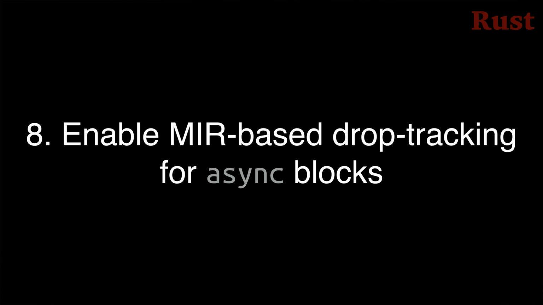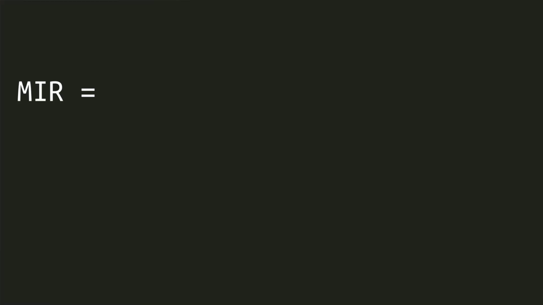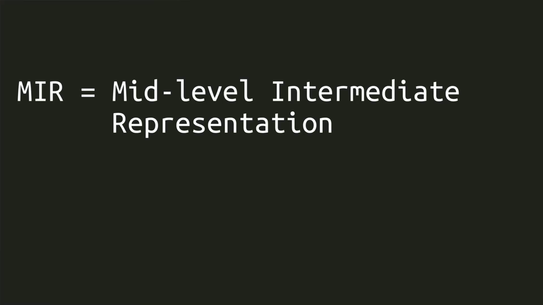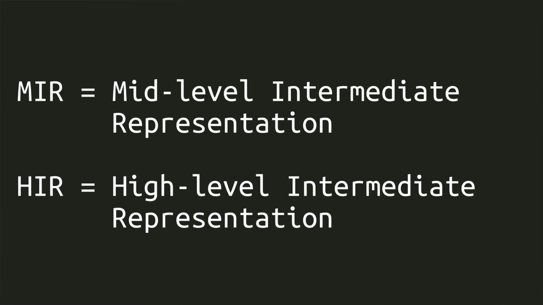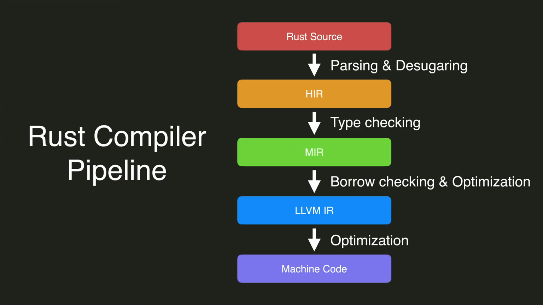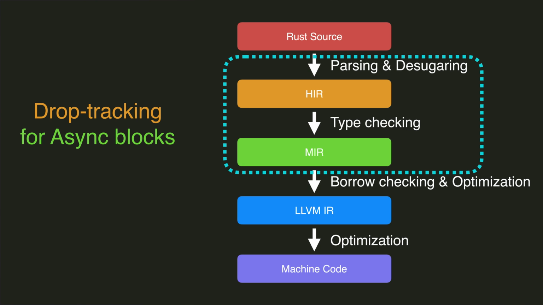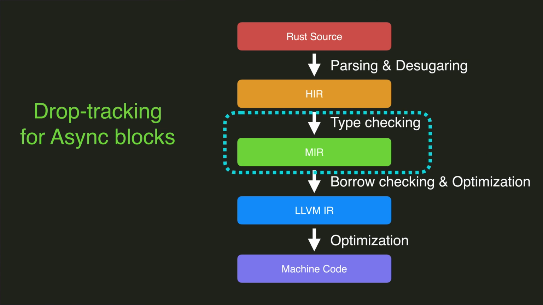Number 8, MIR-based drop tracking for async blocks has been enabled. MIR stands for Mid-Level Intermediate Representation, which is a phase in the compiler after HIR, which stands for High-Level Intermediate Representation. These are both phases in the Rust compiler pipeline, and until now, the drop tracking for async blocks was kind of being done in HIR and then kind of being redone in MIR.